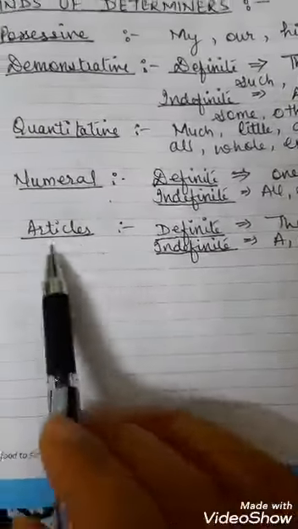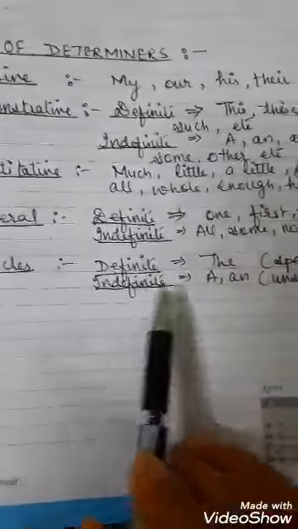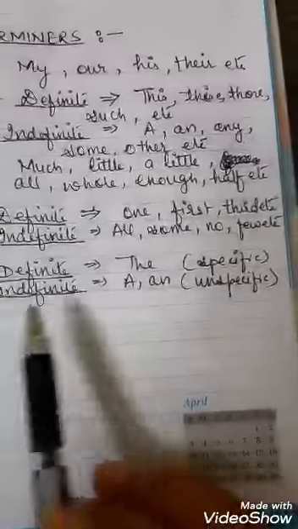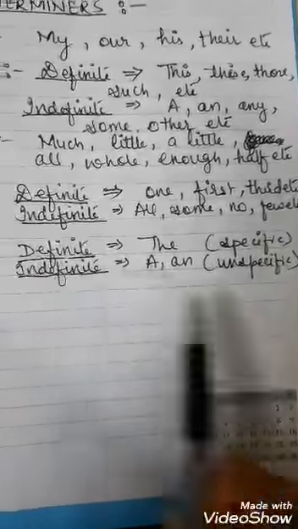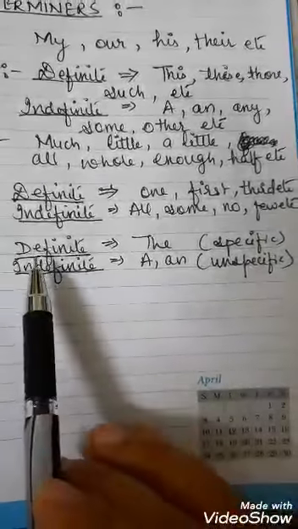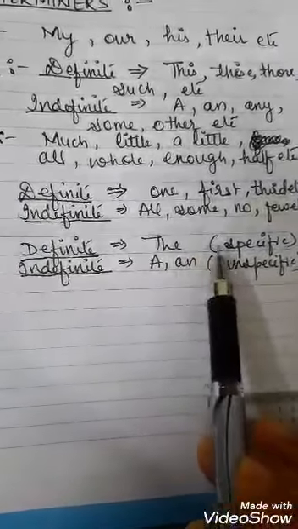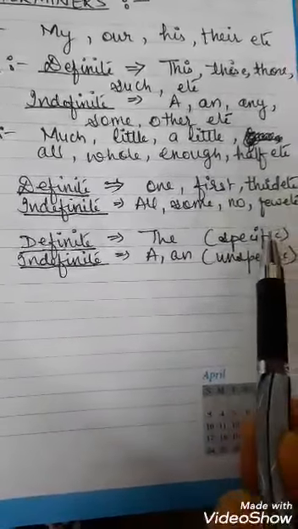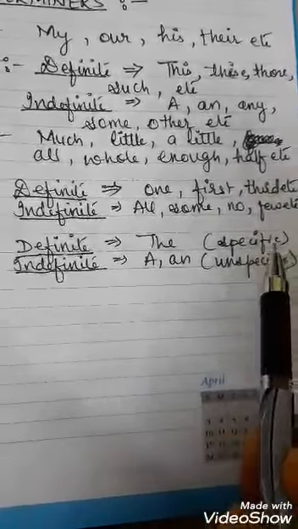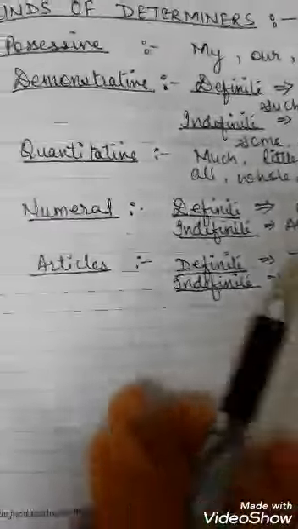Then articles. Articles you are aware of, children, because you have done it in your previous classes also. A, an, and the. So a and an are used before vowel sounding words. Then definite, the, can be used when it is to specify the thing or object or person or any noun. Indefinite, which is unspecific. All right, so these are the kinds of determiners.